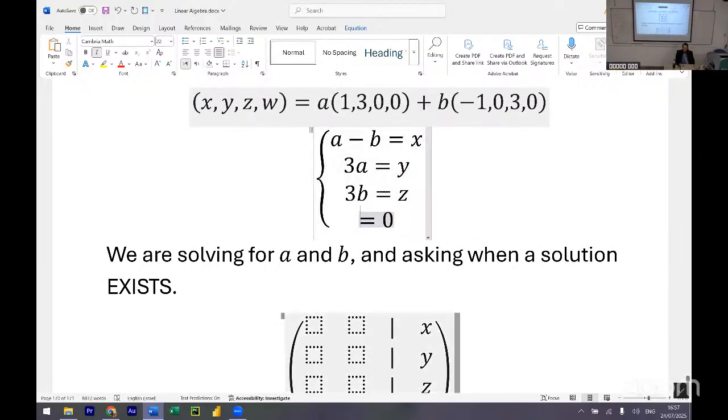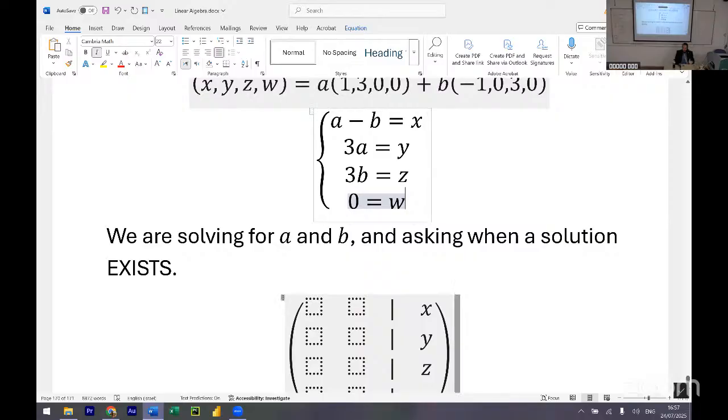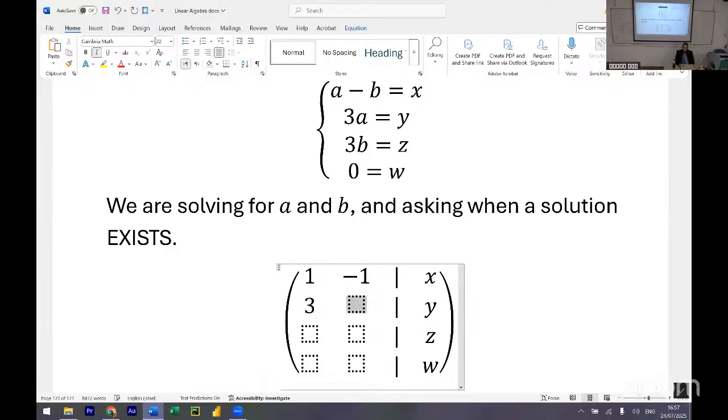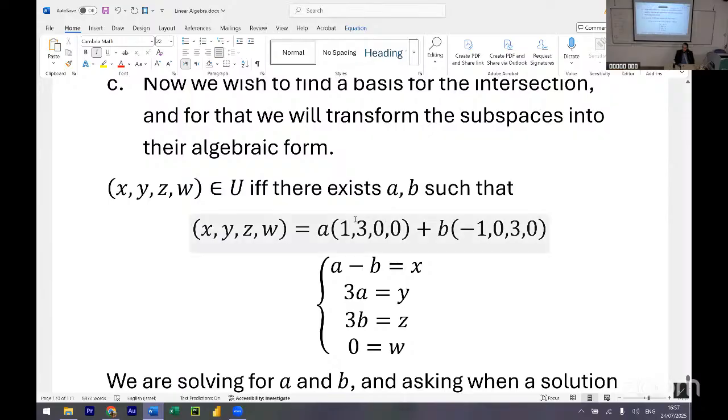I think that was confusing to me because I wrote all of them on the right side and you said W equals 0, but X, Y, Z, W are parameters. They're not variables we solve for. And here we have 1, minus 1, 3, 0, 0, 3, 0, 0. And that stems from putting the vectors here in columns.